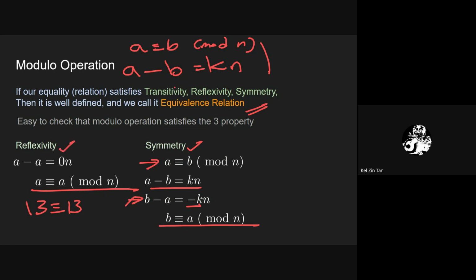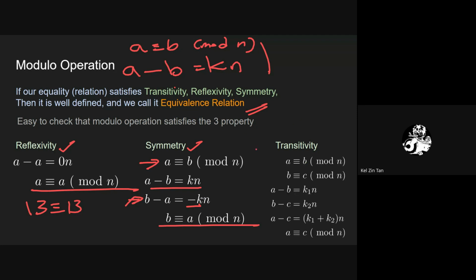Reflexivity is satisfied. So the last one, transitivity. Is this satisfied or not? This is the hardest one to prove. Again, we have A is congruent to B, and B is congruent to C. By definition, we have this, and then by definition, we got this.